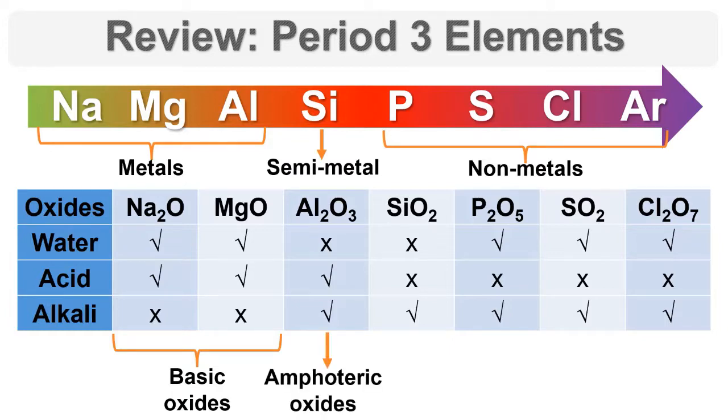Aluminium forms a metal oxide that is amphoteric in property. Aluminium oxide reacts with both acid and alkali to form salt and water. Elements from Groups 14, 15, 16, and 17 form non-metal oxides that are acidic in property. When dissolved in water, oxides of elements from these groups will produce acidic solutions. Acidic oxides will also react with alkali to form salt and water.